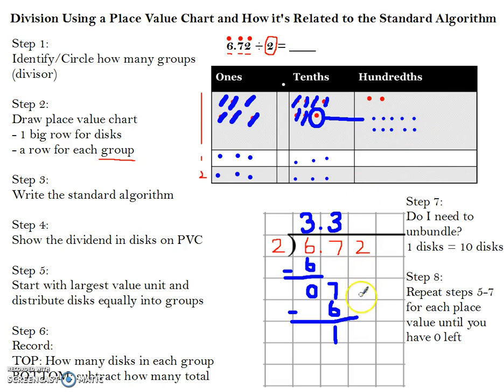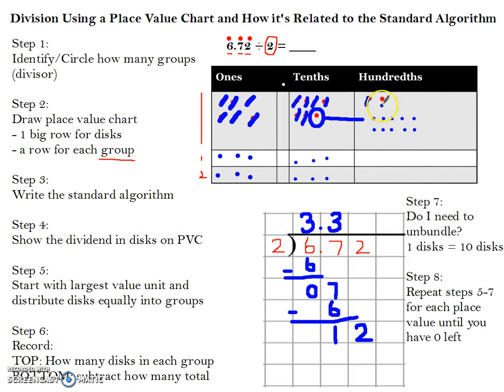I drop down my 2 from my dividend, and this number 12 should match how many discs I have in my hundredths column. Let's check and see if we do. 1, 2, 3, 4, 5, 6, 7, 8, 9, 10, 11, 12. So we are on track because this number down here matches how many I have in my hundredths column. Now I go back up to step 5 because I'm not at 0 discs yet. And I'm going to distribute equally into groups.